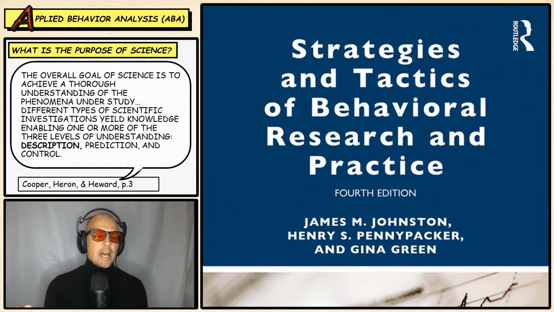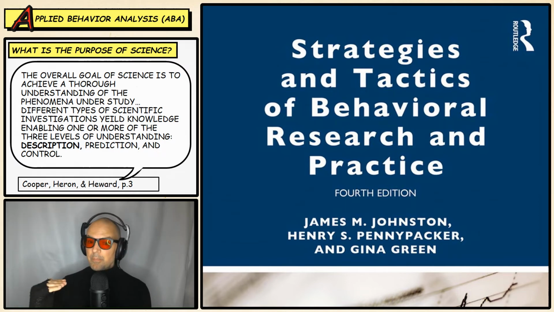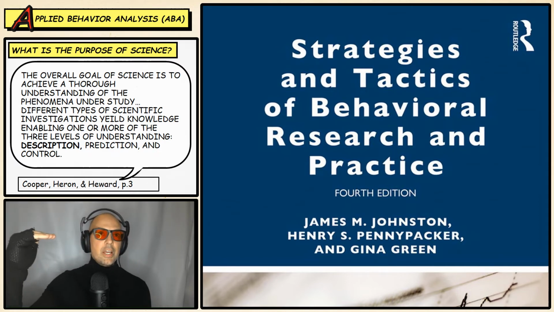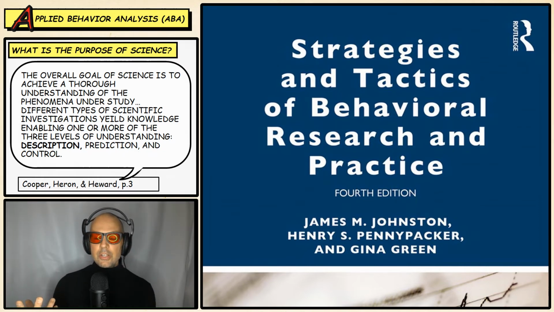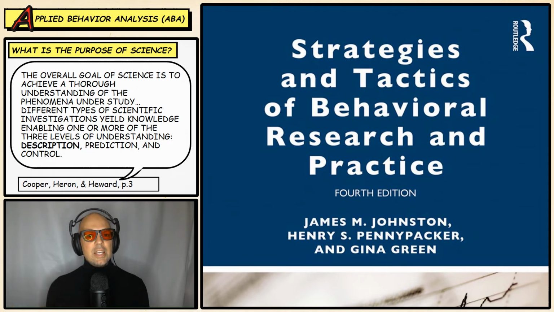So it's important to realize that this is the strongest level of scientific understanding, but it's built upon the previous levels, because you cannot get to prediction without description, and you can't get to control without prediction. So prediction always reveals the possibility of a functional relationship, but it's very important to remember that it does not guarantee a functional relationship. So again, prediction reveals the possibility of a functional relationship between those two variables, but it does not guarantee the control. It does not guarantee that functional relation.